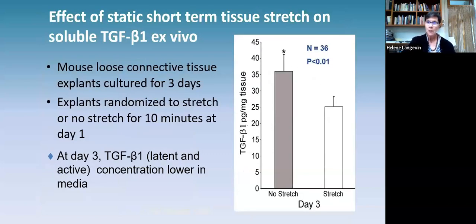Now, we were curious about what biochemical substances might get released in response to stretching. We started by looking at TGF-beta-1, because that had been known to get released in response to mechanical stimulation in other connective tissues. We were expecting to see that TGF-beta-1 would increase following stretching.